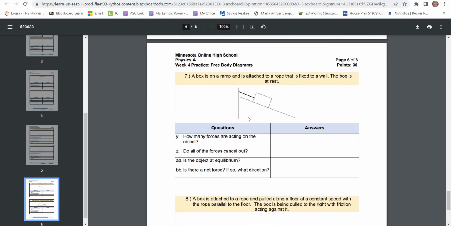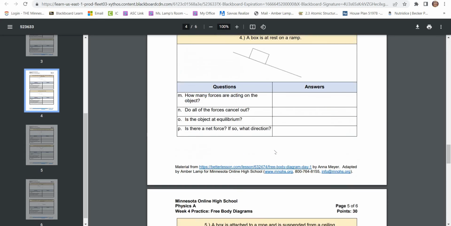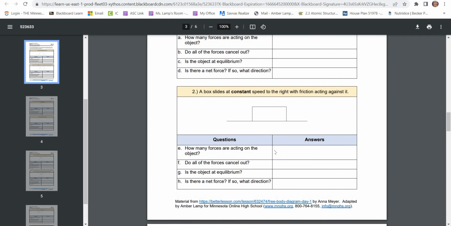Let's see. Constant speed. So this one wouldn't have a net force. So think of those words when you start working on some of these.